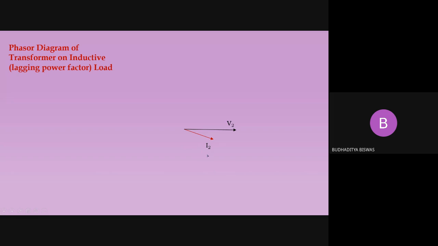Listen very carefully. This current I2 is flowing not only to the load, but also through the secondary resistance as well as the secondary reactance. Now, if I2 is flowing through the secondary resistance, then the voltage drop across it is I2 into R2, because R2 is the secondary resistance value.